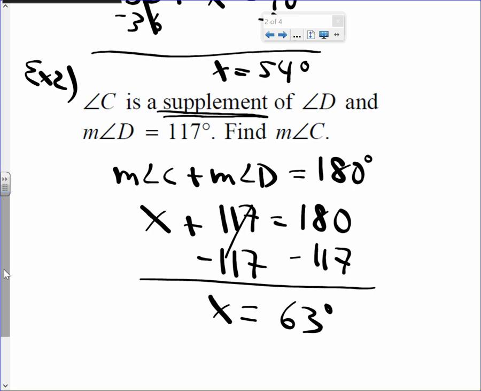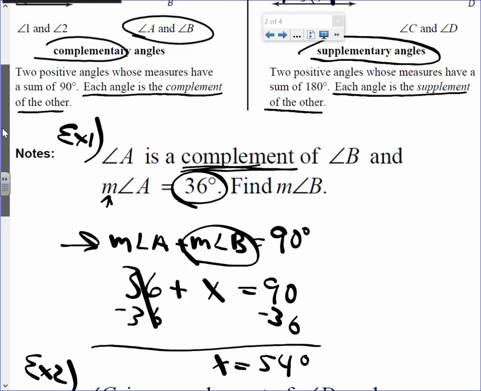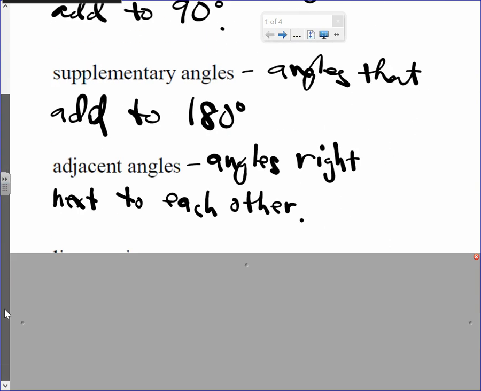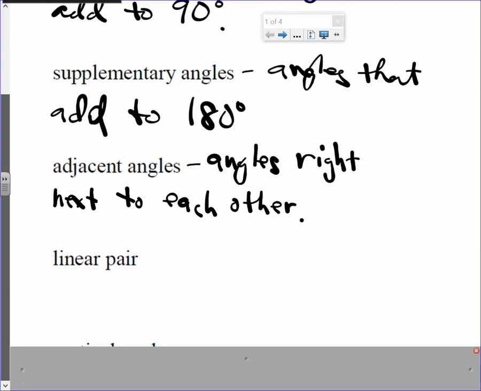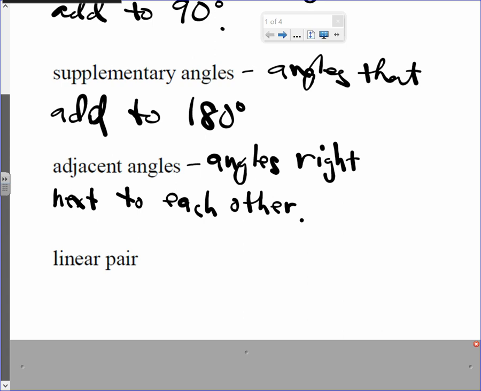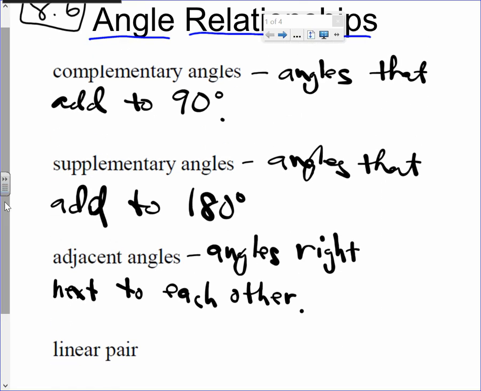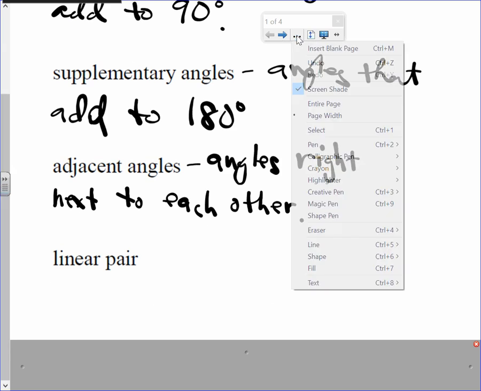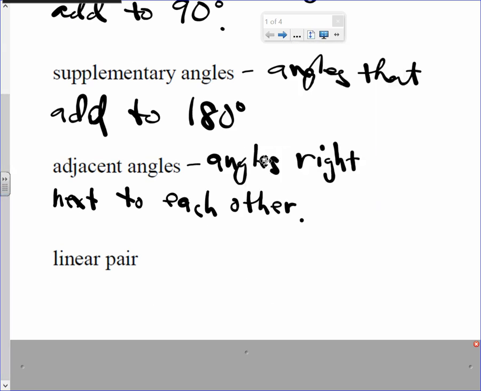We're rocking and rolling. We got 3 words under our belt. We got 2 to go now. Here we go. Let's go back to the top of the page. The next word is, ready? Linear pair. So remember, these are relationships. Every single word we've defined so far is a relationship between 2 or more angles. Now look at this, a linear pair. Here's another relationship. Write this down.